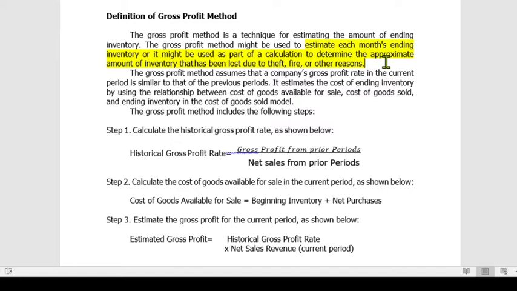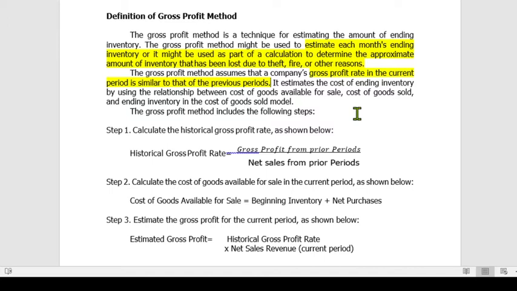The gross profit method assumes that the company's gross profit rate in the current period is similar to that of the previous period. This is what you must remember, because this is the logic under the gross profit method. We use the ratio of gross profit to sales in prior periods to estimate the cost of inventory in the present period.